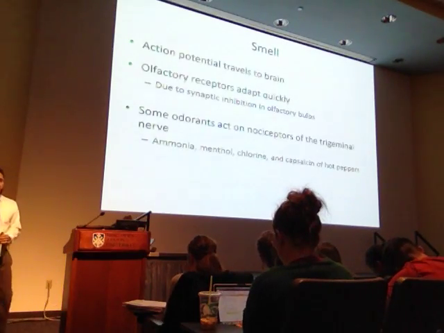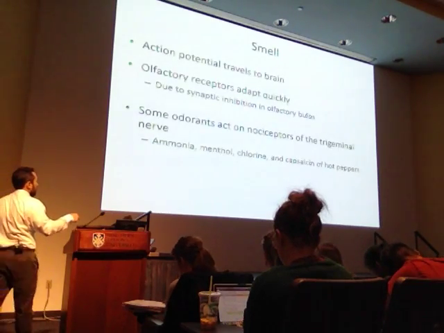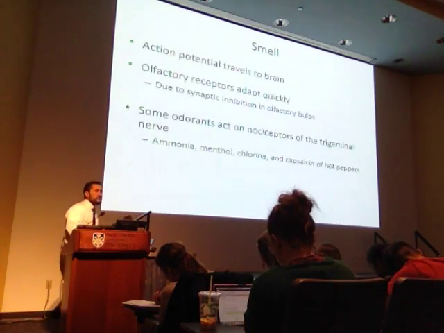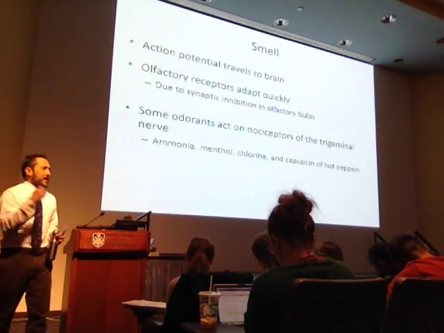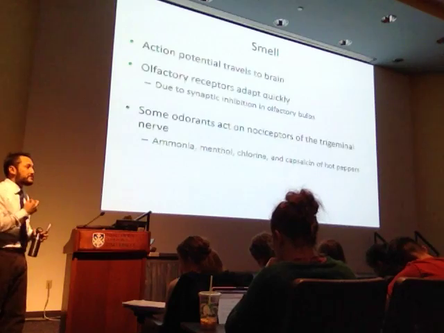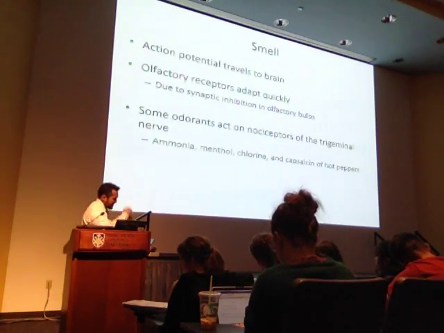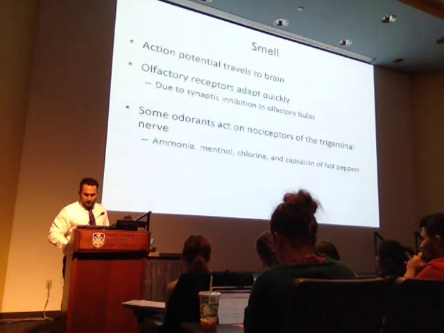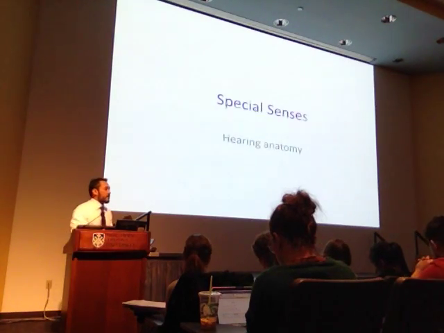Now, some odorants, and the odorants that we'll use as examples, will stimulate nociceptors of the trigeminal nerve within that nasal epithelium. Ammonia, menthol, chlorine, hot peppers, the capsaicin of hot peppers, all will stimulate. And if you've ever had a really hot dish or hot sauce that was too spicy and the nose just starts burning, those are nociceptors that you're actually detecting. Some of you are like, yes, give me more of that. Okay? All right. Questions on smell.